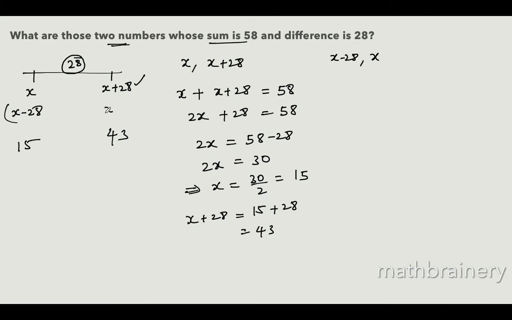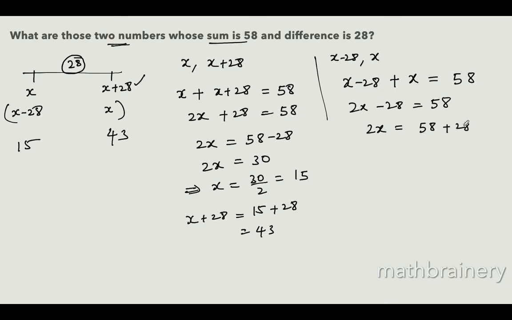That is, you assume the two numbers as x minus 28 and x. What happens? Let's add these two numbers. You have x minus 28 plus x, that is, the sum of these two numbers is equal to 58. That is, you take 2x minus 28 is equal to 58. That means your 2x is equal to 58 plus 28, which is equal to 86. 2x is equal to 86, that implies your x must be 86 upon 2, which is 43.